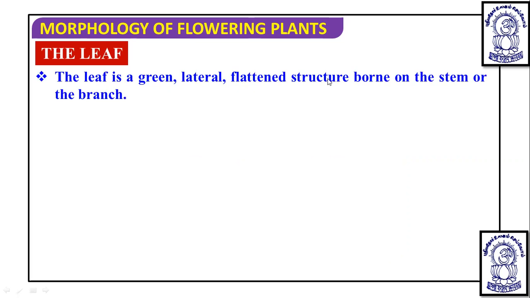then a leaf is a green lateral, means it is laterally arranged, flattened organ, borne on the stem or the branch. Means leaf can be arranged on the stem or the branch of the stem. And it is actually developed at the node of the stem or its branch. The node is a condensed region, and the region between two nodes is known as internode. So at each node you will see the presence of a particular leaf.